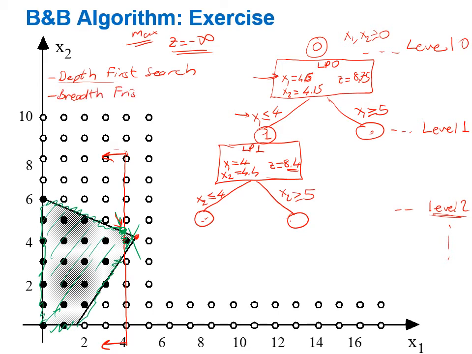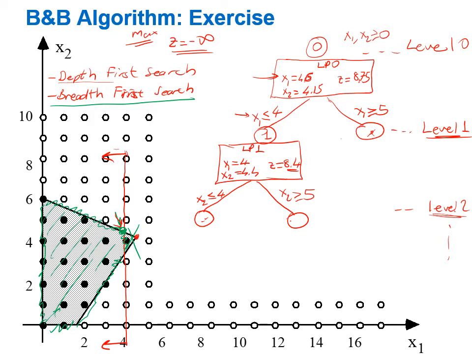In breadth first search, you select the open node which is at a higher level. Higher level means this one. So according to breadth first search, we have to select this one first, then the others. In this example, I am going to implement the breadth first search approach. So I will select this one, according to breadth first search.